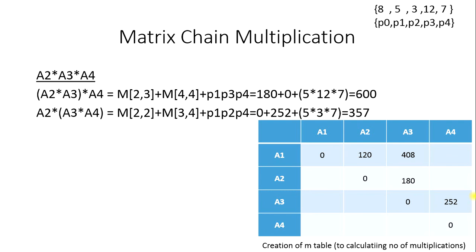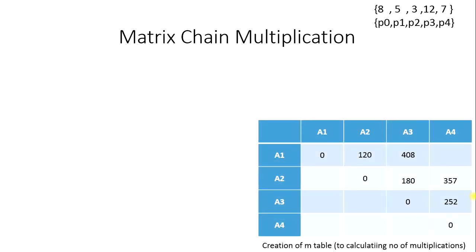So which is the minimum of the two? 357. We place that in our M table. Finally, we have started with taking combinations of 2, then combinations of 3, and now finally we can take the whole 4 matrices multiplication. So how do we multiply them? There are 3 possible combinations.